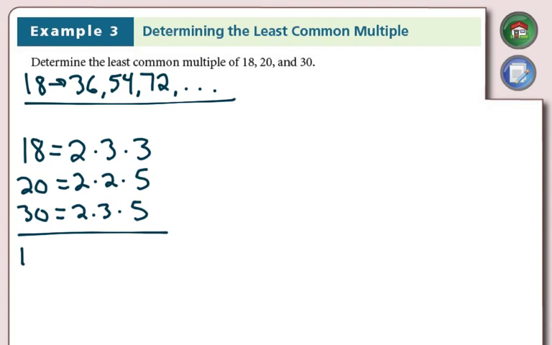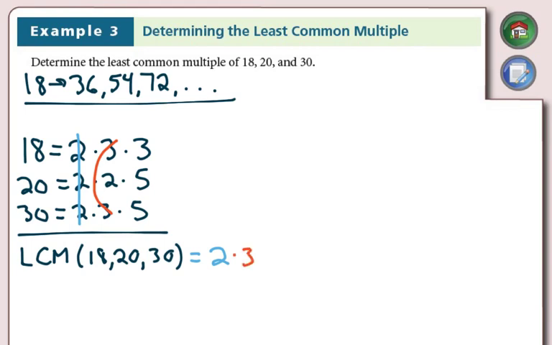So what I can do now, to find the least common multiple between 18, 20, and 30, is look at all of the different factors that appeared in each of these numbers. They all have a common 2, so that 2 forms part of the least common multiple. These share a common 3, so 3 is part of the least common multiple. Those share a common 5.